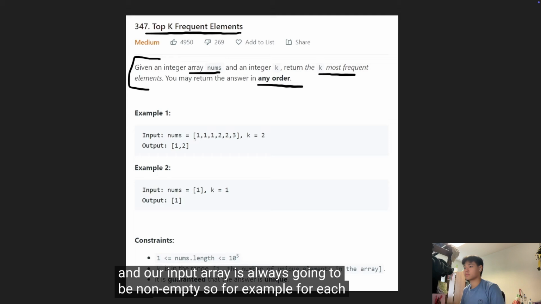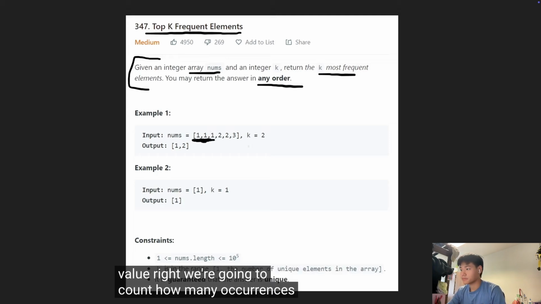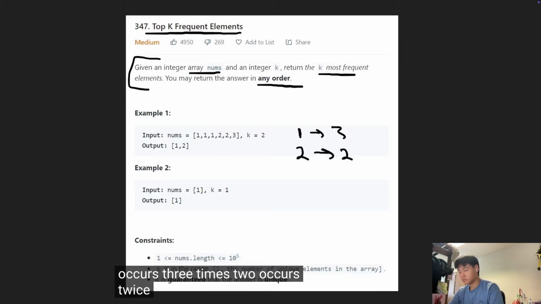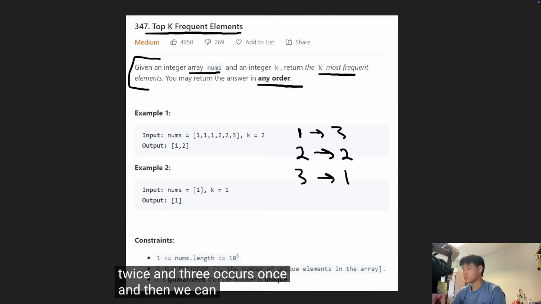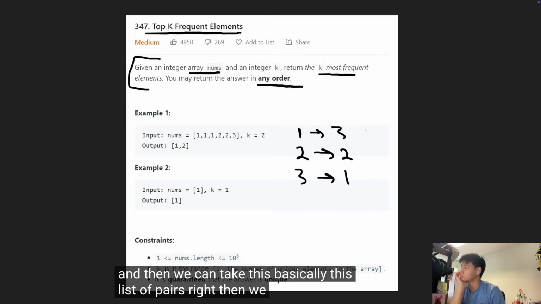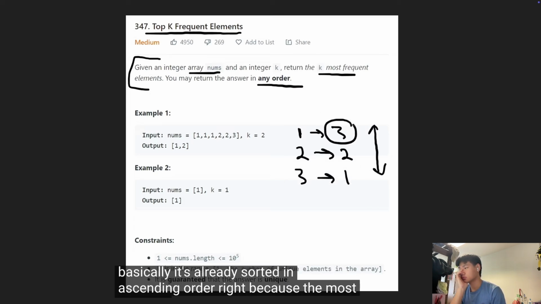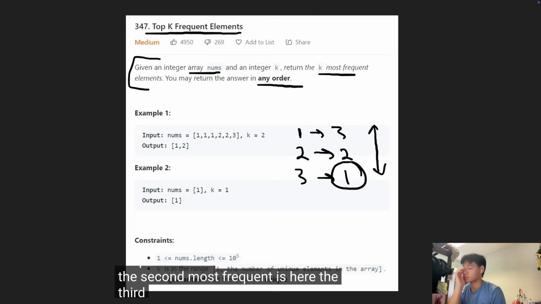So, for example, for each value, we're going to count how many occurrences it has. So, for example, 1 occurs 3 times, 2 occurs twice, and 3 occurs once. And then we can take this list of pairs and sort it in ascending order. So basically it's already sorted, because the most frequent is here, the second most frequent is here, the third most frequent is here.